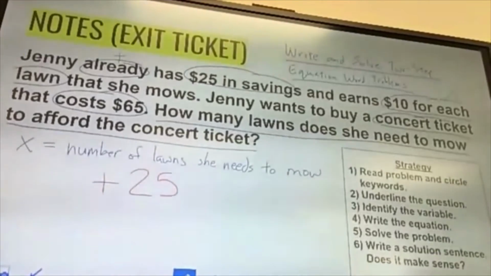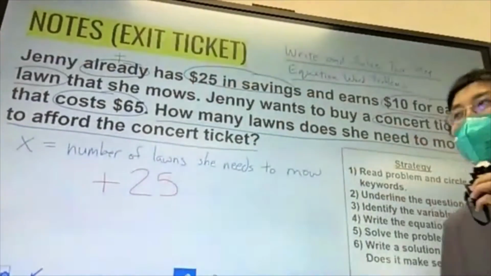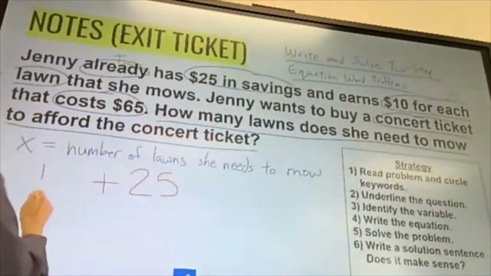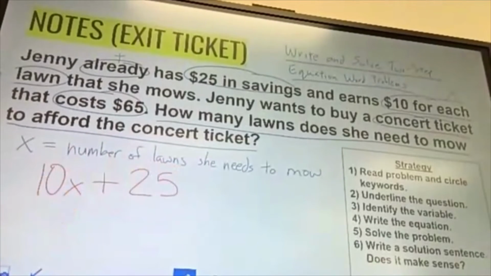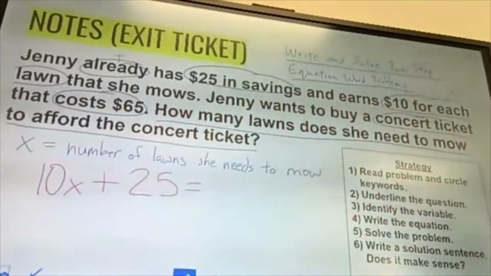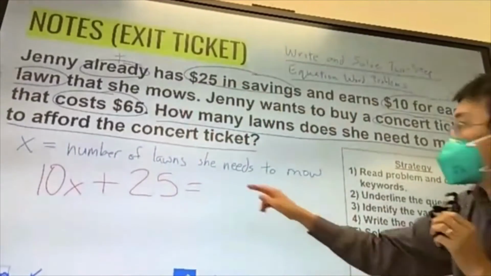Okay, so we know it involves multiplication also because of the word each. So we're gonna take X and multiply that by what number? Based on the word problem. What is each? 10, yeah. 10 for each lawn, okay? So 10, and X is the number of lawns, right? So $10 for each lawn that she mows. And what does that equal? 65. Yeah, 65. That's the cost of the concert ticket.